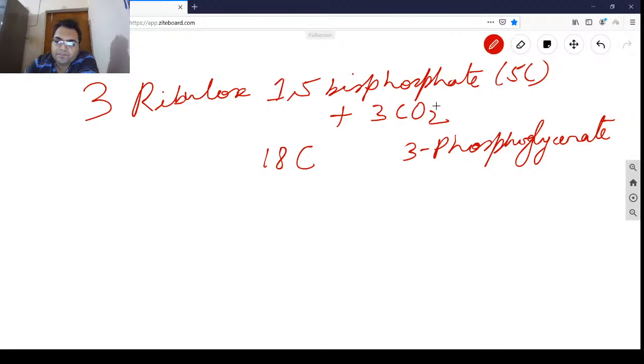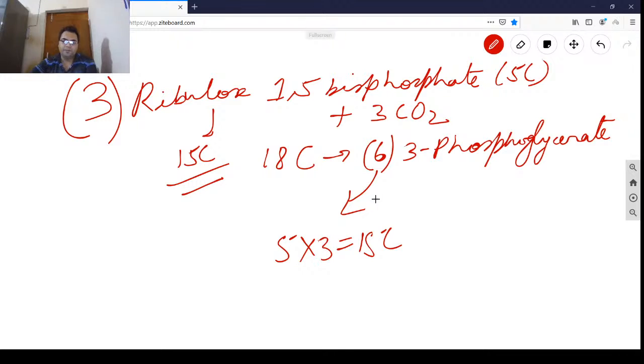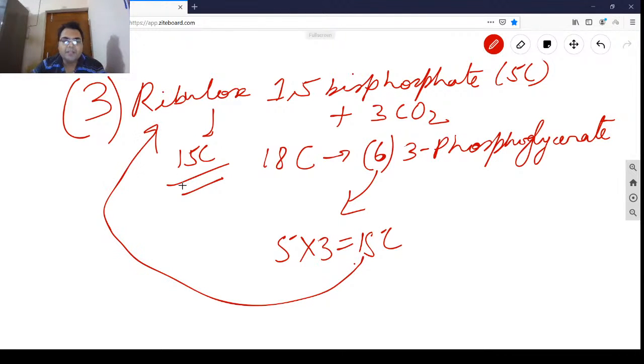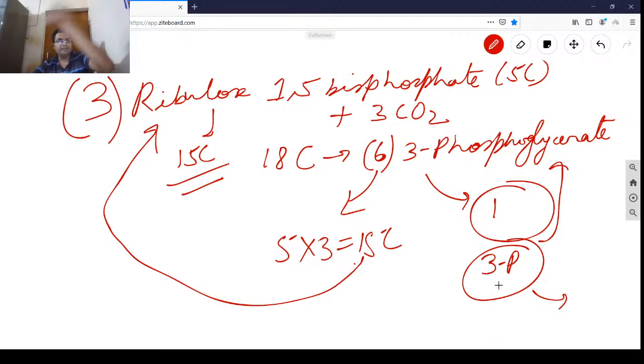Now in order to regenerate this, 5 of those 3-phosphoglycerates, because 5 into 3 is 15 carbon, complete 15 carbon, will be used up to produce 3 ribulose 1,5-bisphosphate, complete regeneration. And the one remaining 3-phosphoglycerate will be used up to go for the starch synthesis and sucrose synthesis, the C3 cycle. So just understand the perspective.